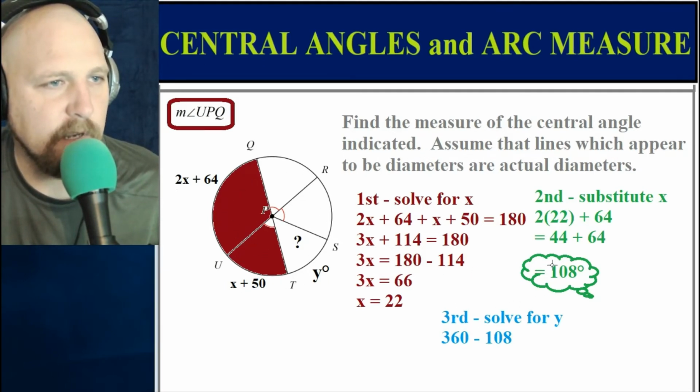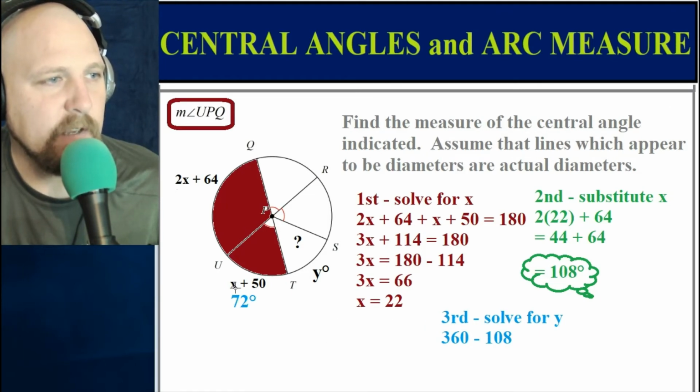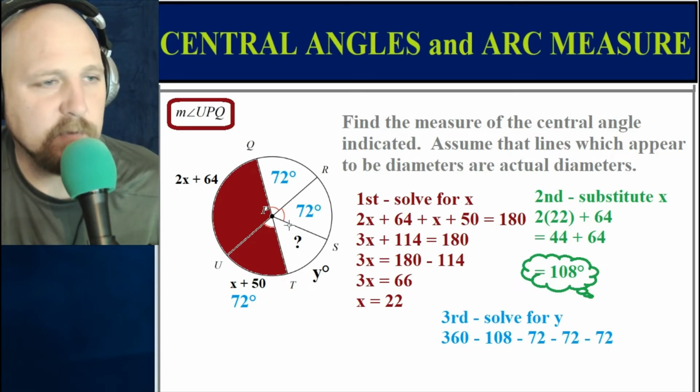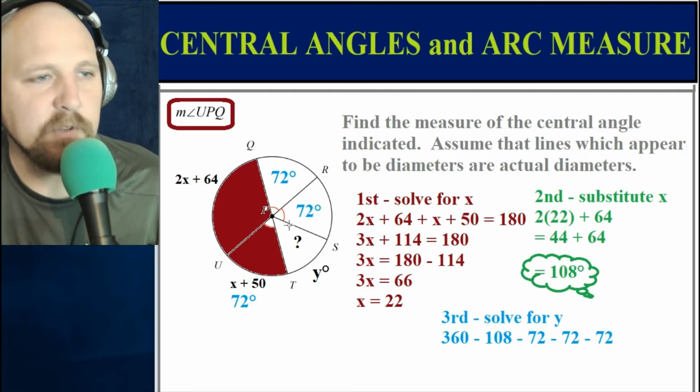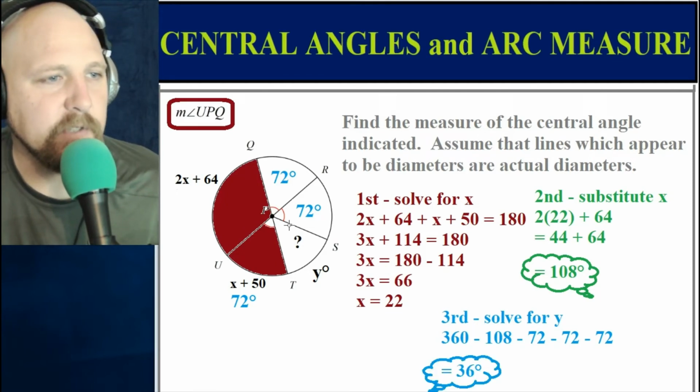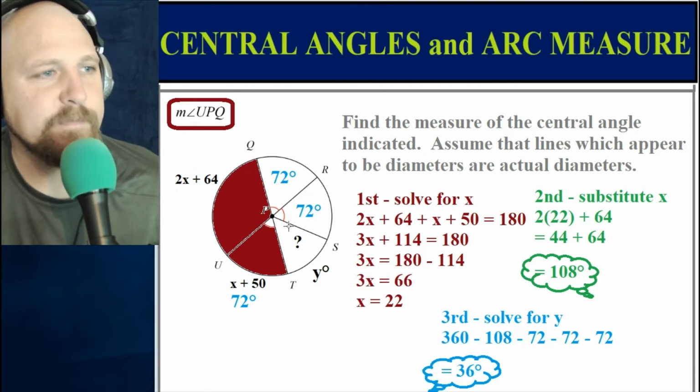We're going to subtract this 108 that we just found, and then we have 72 for this section here, this arc, which means all three of these are 72, which just means we subtract 72 three different times. And then we can simply put that in our calculator and get 36 for our value of y.